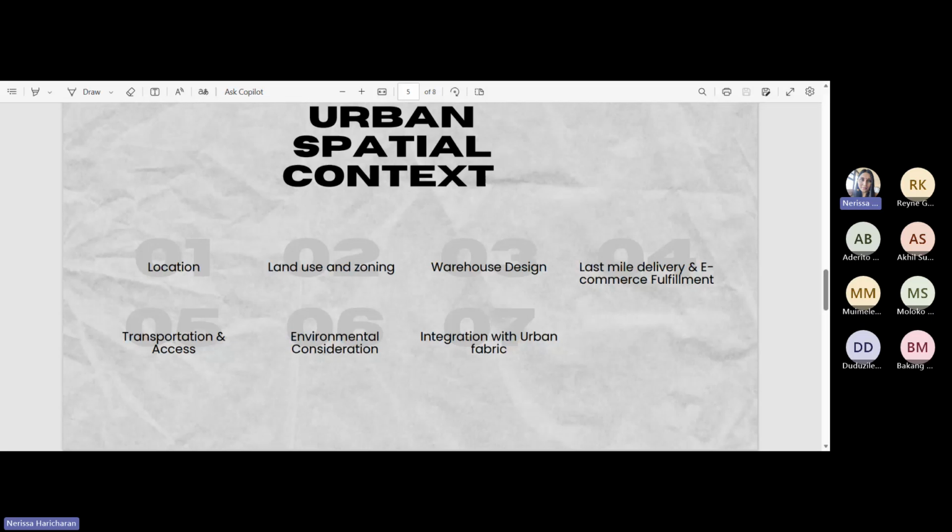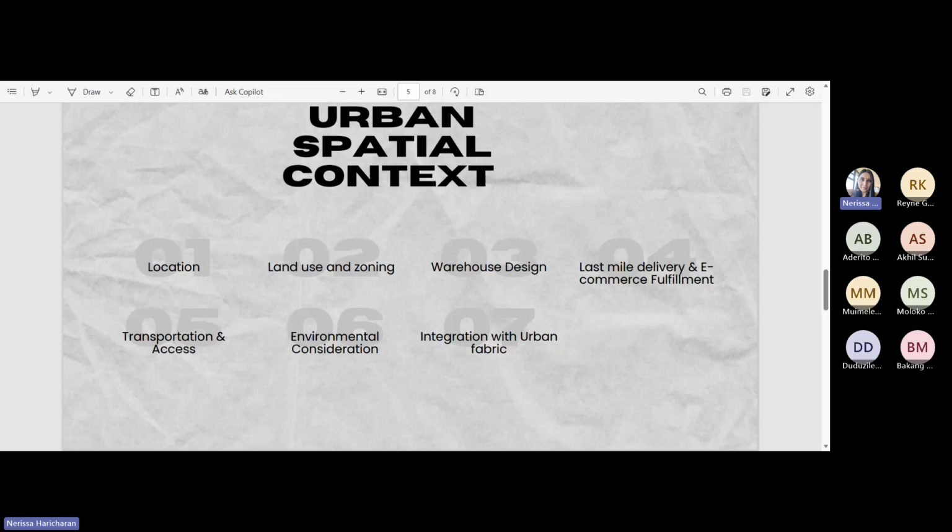Then we've got transportation and access. And here it is basically your convenient access to a highway or to a freeway, any sort of public route that facilitates the movement of your goods in and out of a facility.